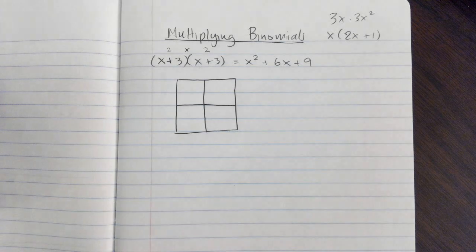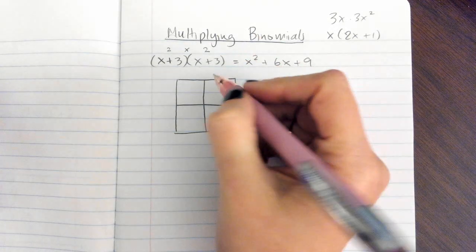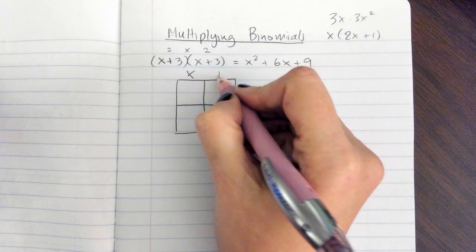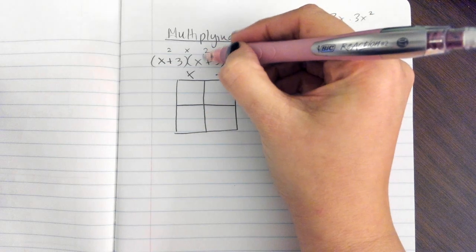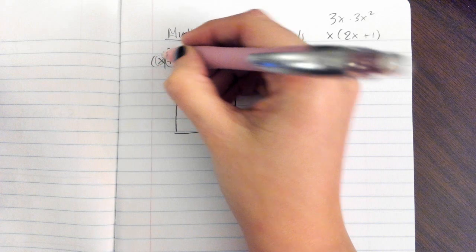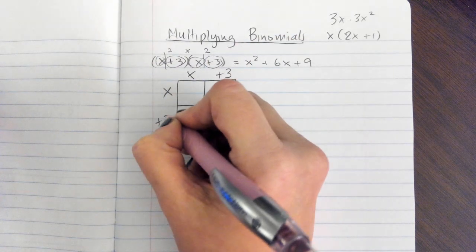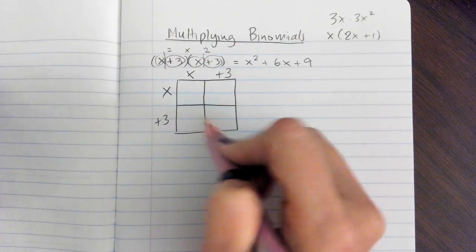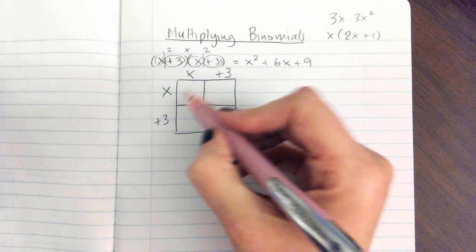And maybe yours doesn't need to be this big, but this is how I like it. And I'm going to put x plus 3. Remember, I'm doing each term, right? So in here, I have an x and a plus 3. In here, I have an x and a plus 3. And again, it doesn't matter where I put them. In this case, it really doesn't matter. Now I'm going to start multiplying.